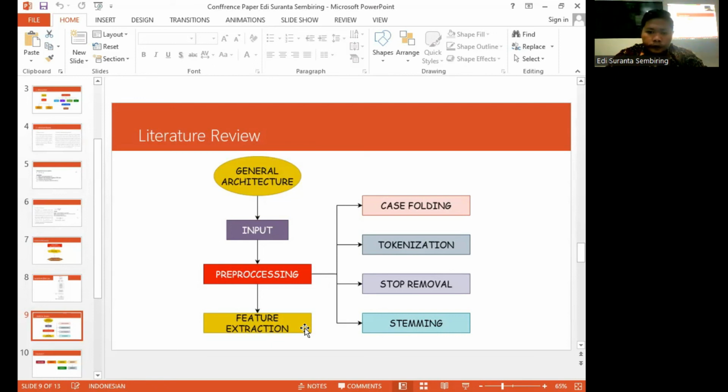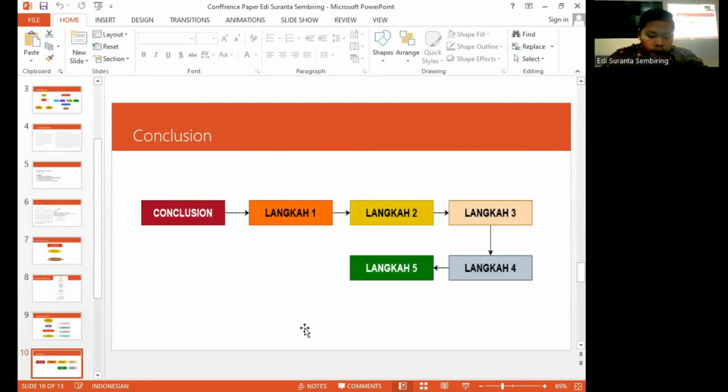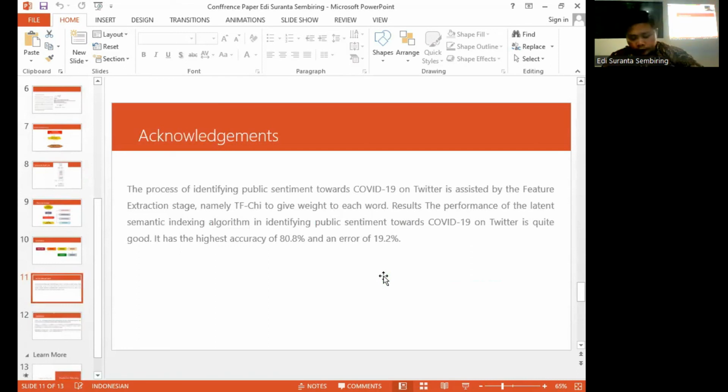And then conclusion. Conclusion: the implementation of Naive Bayes and LSI goes from step 1 to step 5: step 1, step 2, step 3, step 4, and step 5. And then, last, acknowledgement. The process of identifying public sentiment toward COVID-19 on Twitter is assisted by the feature extraction step, namely TF, to give weight to each word.